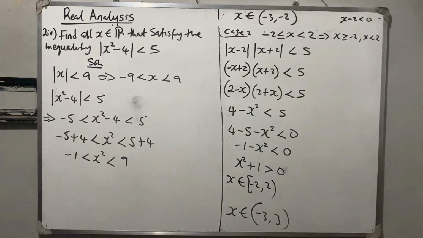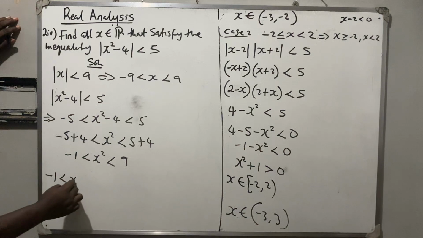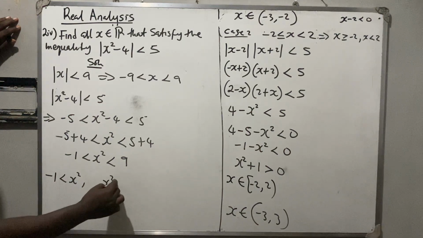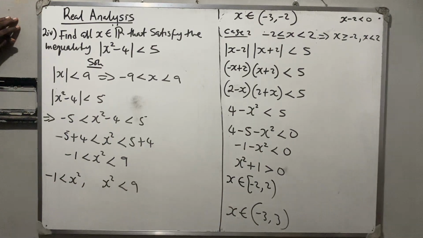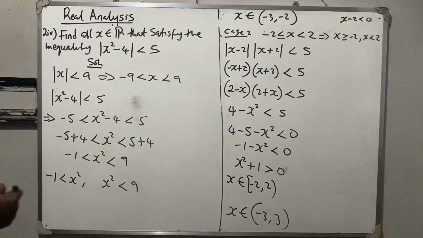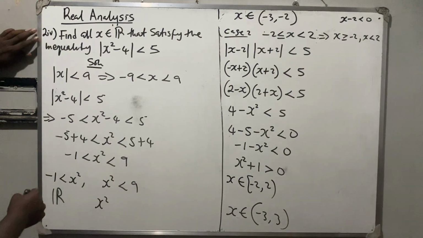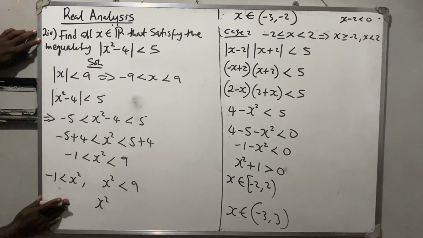Having this, let us separate it. So we're going to separate it to have that minus 1 is less than x squared, and then x squared is less than 9. Having this one, in fact, this one covers all the real numbers. This one covers all the real numbers.